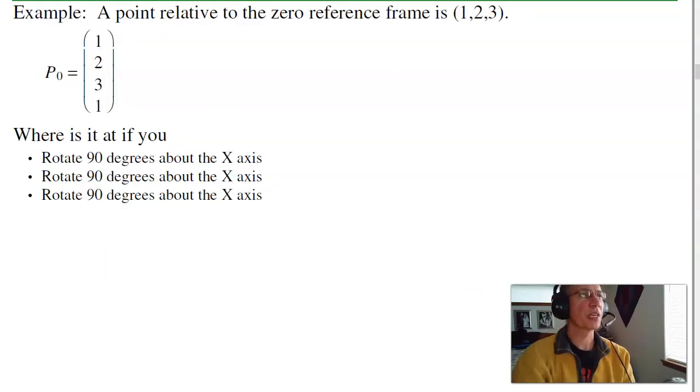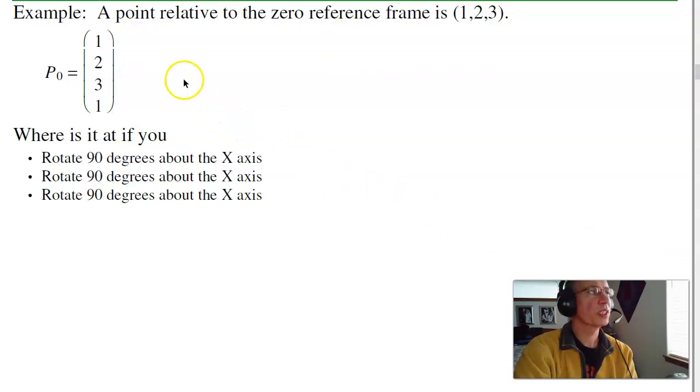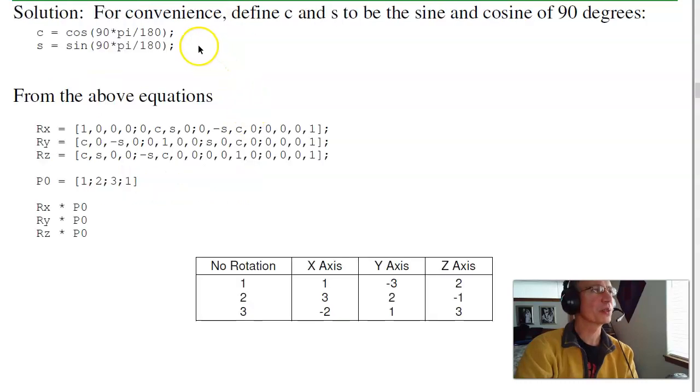What you can do with that is, suppose I have a point relative to reference frame 0 at 1, 2, 3. Where's that point if I rotate 90 degrees about the x-axis, y-axis, and z-axis? And here I misspelled x, y, z. So starting out, for convenience, let's just have c be the cosine of 90 degrees, s be the sine of 90 degrees. This is the rotation matrix about the x-axis, y-axis, and z-axis. Same equations we had before.